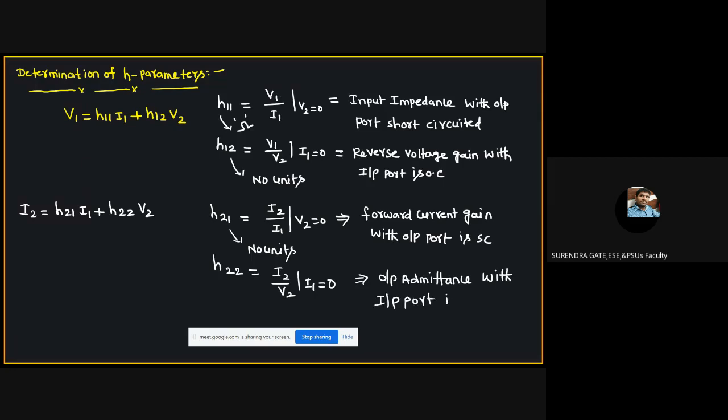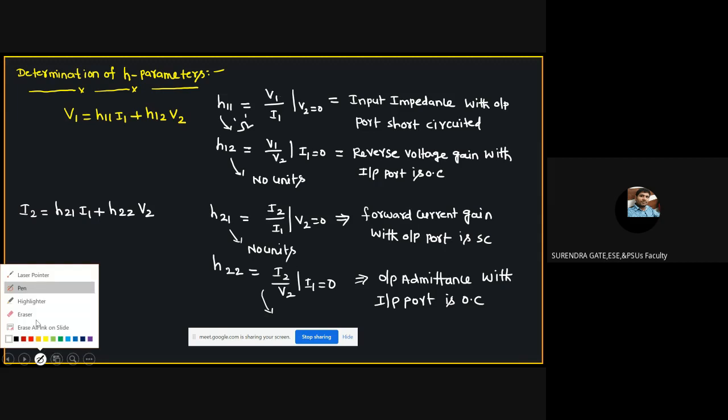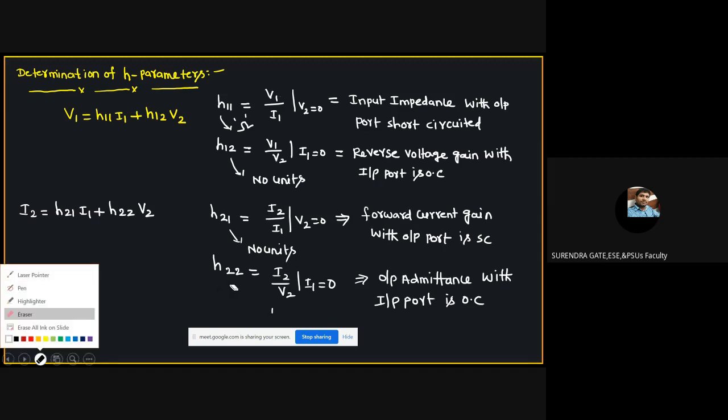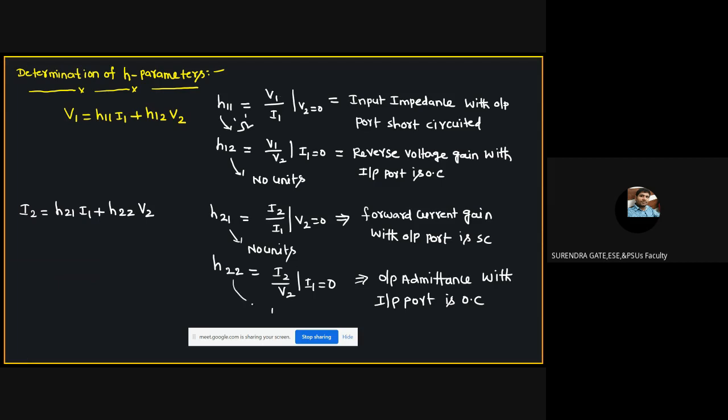Students, if the input port is open circuit, then what are the units of H22? H11 units is ohm, H22 units is mho. The units of H22 is mho. Like this we can calculate the H parameters.